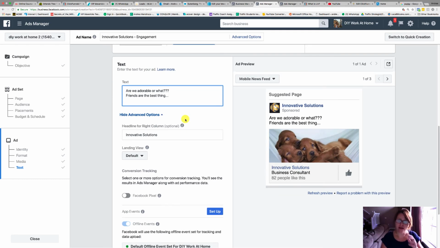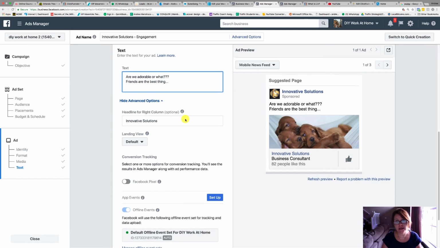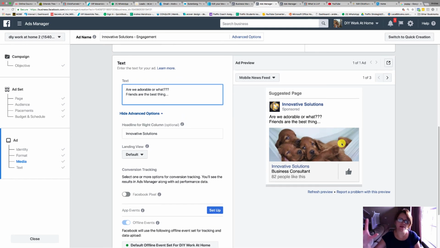And there it is. I made a question, and then I said friends are the best thing. And then you see on the right here where it has the picture and the question, you see that little hand that says yes, like. When people see that, their reaction will be to click on that little hand and say, yes, they are adorable, because I am targeting people who like dogs. So they will react to this immediately, like that, okay?